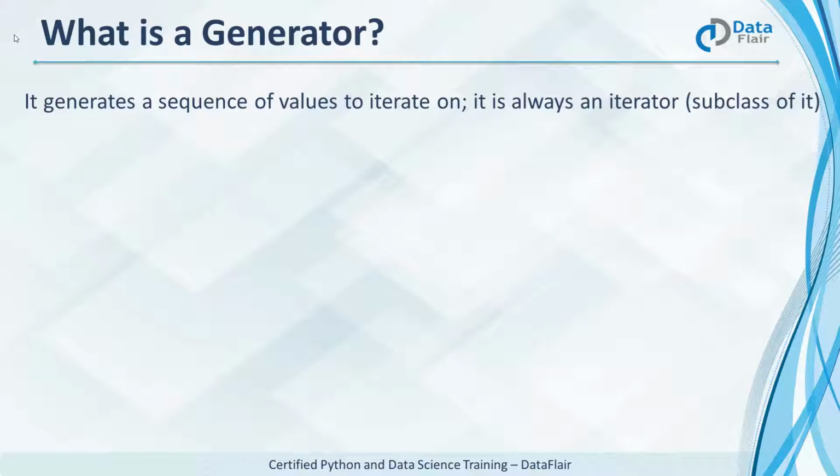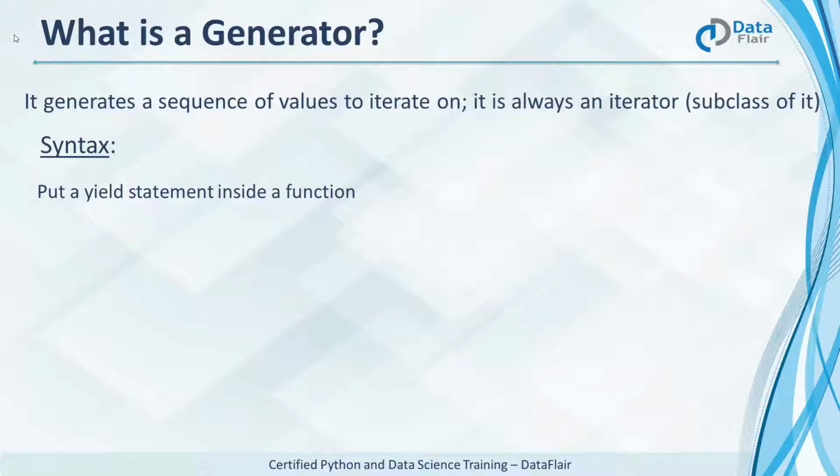A generator is something that generates a sequence of values to iterate on. The generator is a subclass of iterator. A generator is always also an iterator. Does it have a syntax?